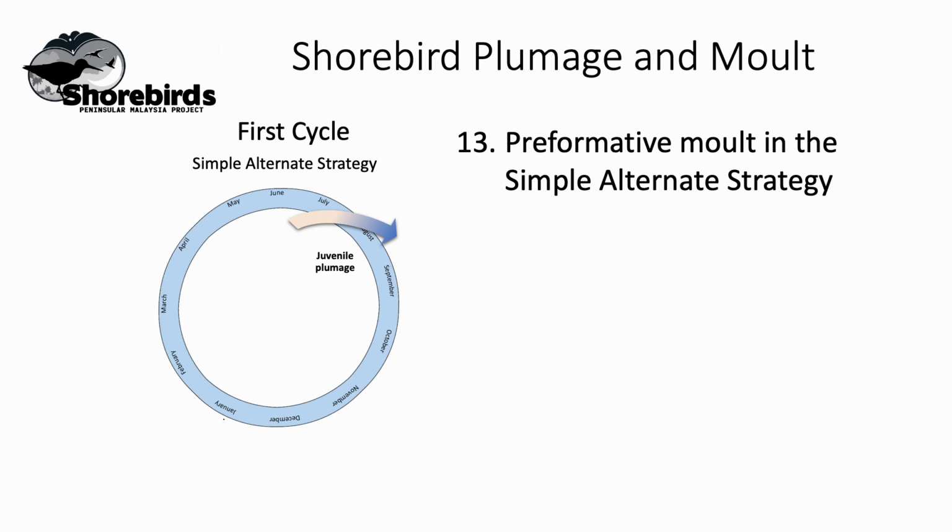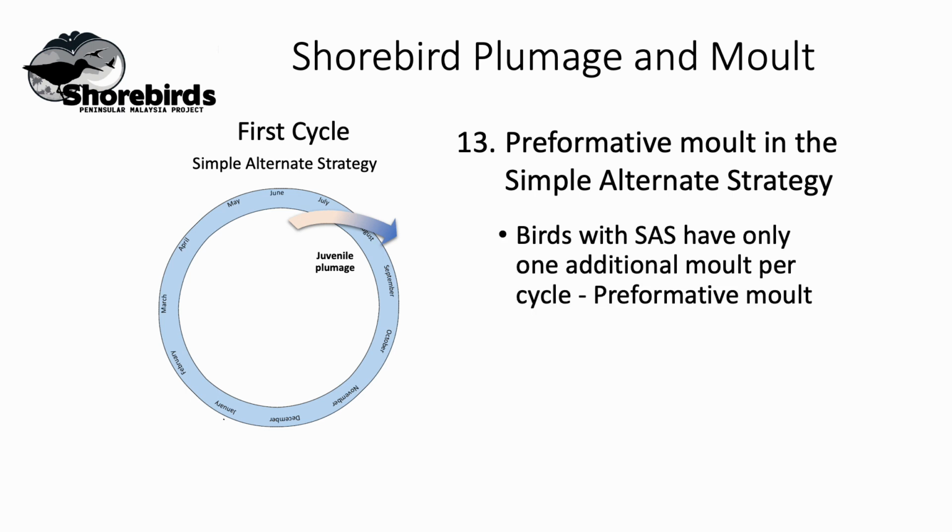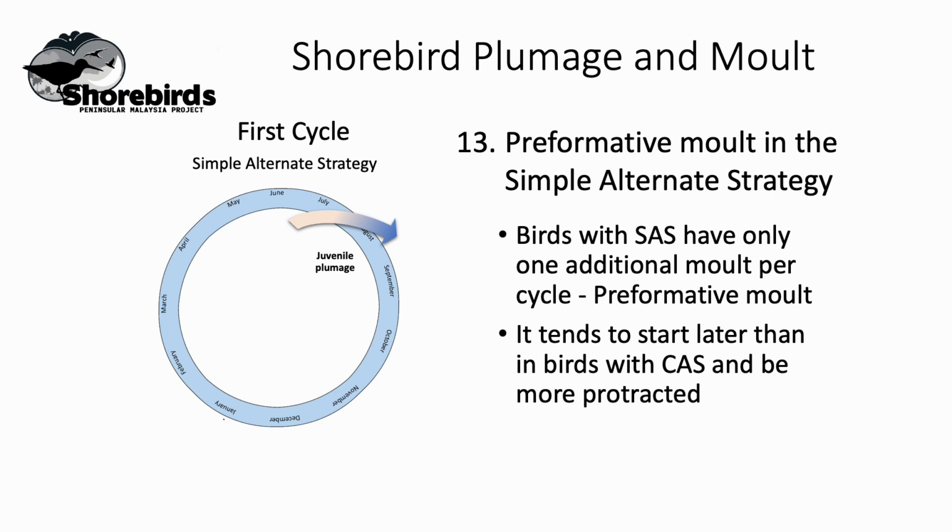All right, let's move on now to the simple alternate strategy. If you remember, complex alternate strategy has 2 distinct additional molts in the first cycle. Birds with a simple alternate strategy have only 1 additional molt in the first cycle, which is preformative molt. It tends to start later than birds with CAS, and it tends to last longer.